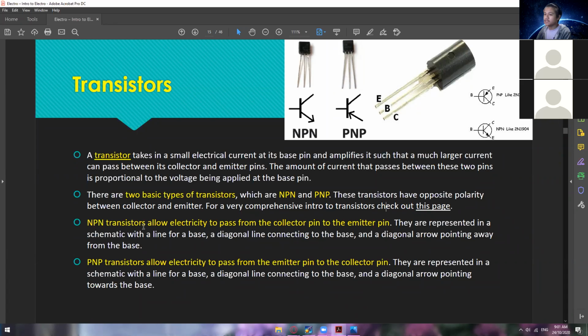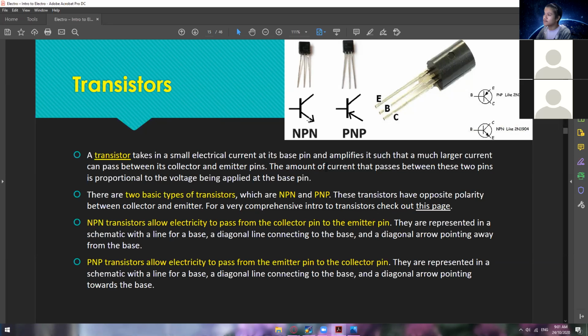NPN transistors allow electricity to pass from the collector pin to the emitter pin. They are represented in a schematic with a line for a base, and then a diagonal connecting to the base, and a diagonal arrow pointing away from the base. So that's NPN, there you go. The one that has an arrow is the emitter.